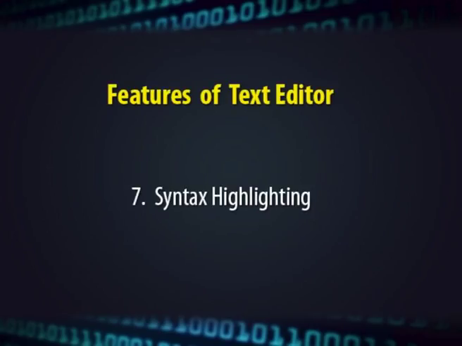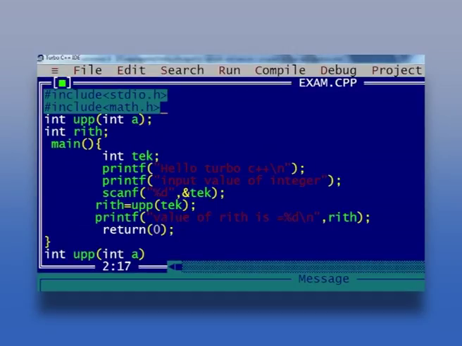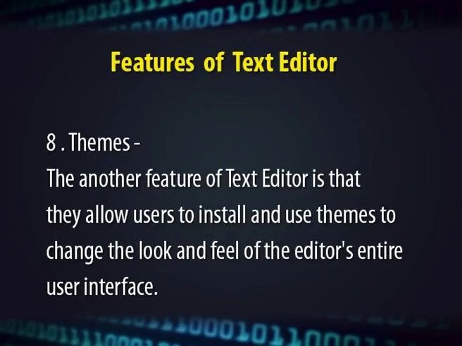The next feature of text editors or word processors is syntax highlighting. The contextual highlighting applies to the words of source code or markup languages or config files or other text that appears in an organized or predictable format. Editors generally allow users to customize the colors or style used for each language element. Another feature of text editors is that they allow users to install and use themes to change the look and feel of the editor's entire user interface.